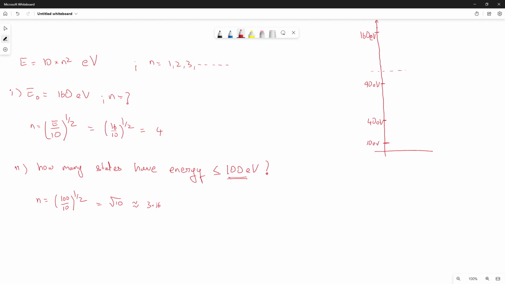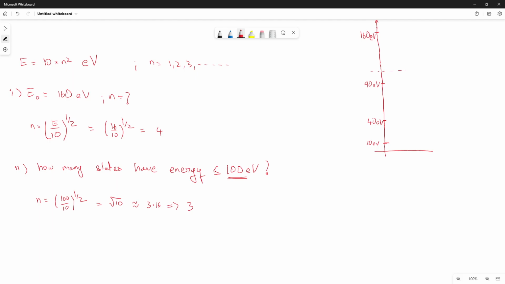So whatever number I see here, what am I supposed to do? I'm just supposed to take the integer part of it. Is that clear? Yes, sir. So I get 3.16 here. I just take the integer part of it. That implies the number of states less than or equal to 100 eV is 3. Okay. Is that clear? Yes, sir.